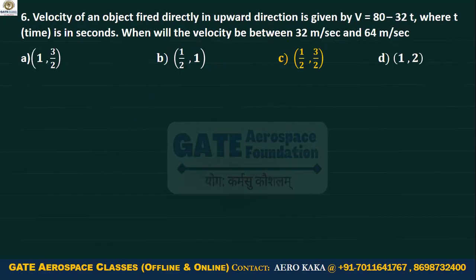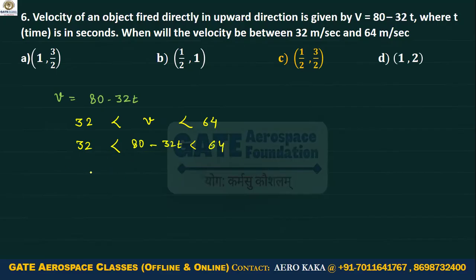Okay, now this comes something related to mathematics. So let's see. The velocity of an object fired directly in the upward direction is given by an equation. The equation is given: v equals 80 minus 32t, where t is the time in seconds. When will the velocity be between 32 meters per second and 64 meters per second? So I have been given a condition, and let's follow the condition. The condition is quite simple. I need to find out the value of t for which V is between 32 and 64. Let's try to solve this.